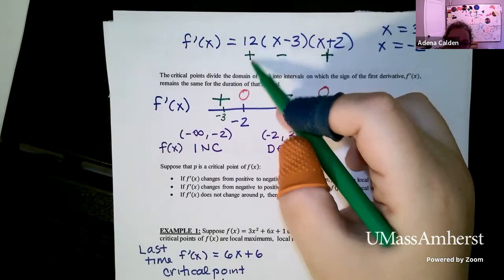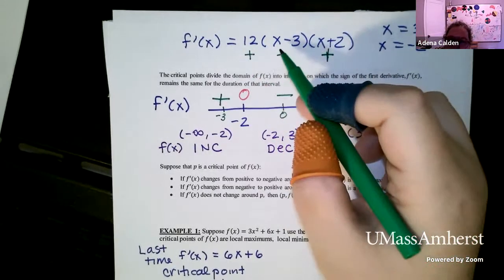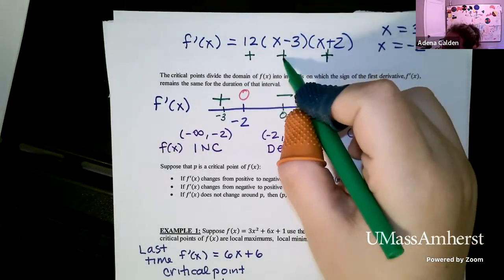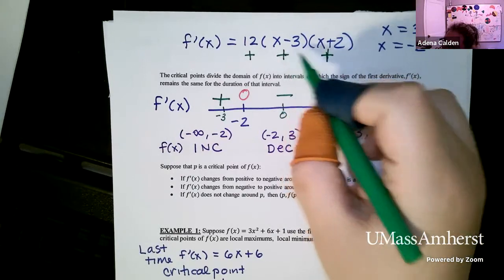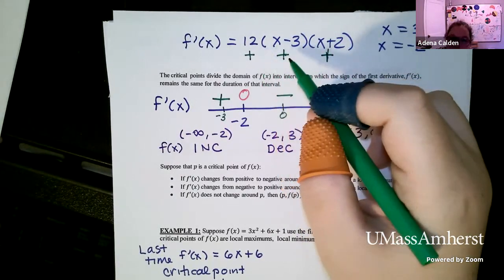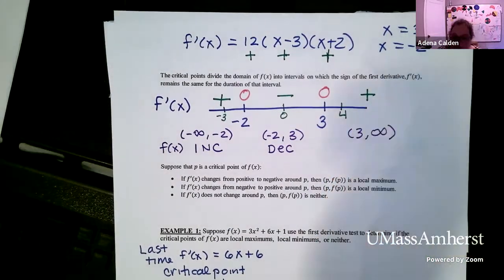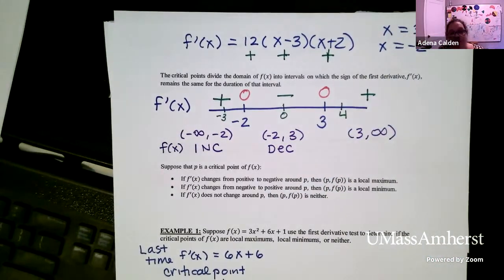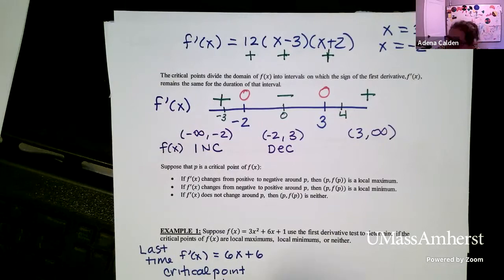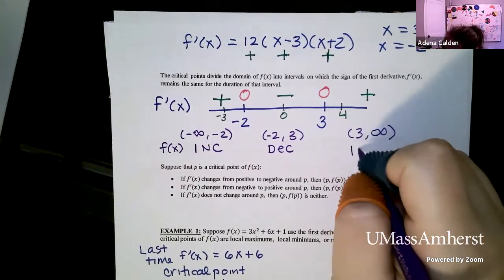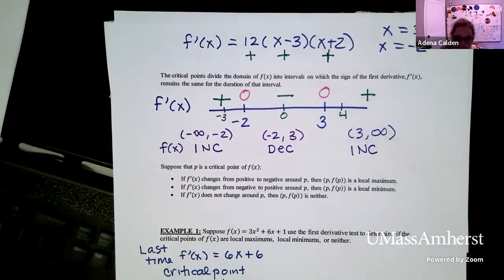I come up here, 12 is always positive. 4 minus 3 is +1. 4 plus 2 is +6. Positive times positive times positive gives me something that is positive. If my first derivative is positive, that tells me that my original function is increasing. So how does that help me classify my critical points?